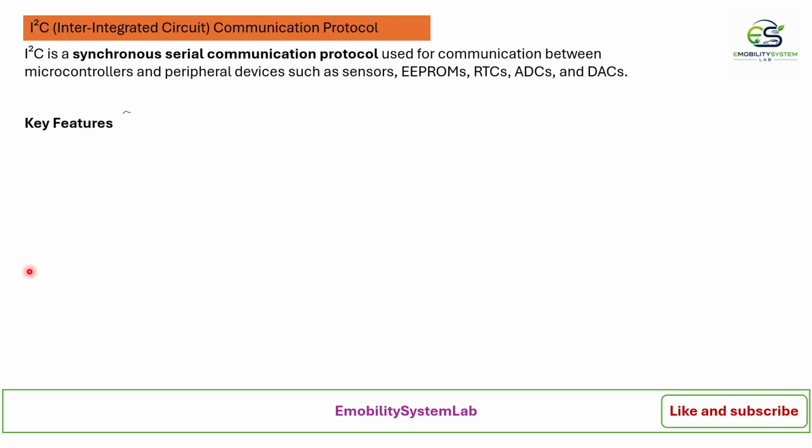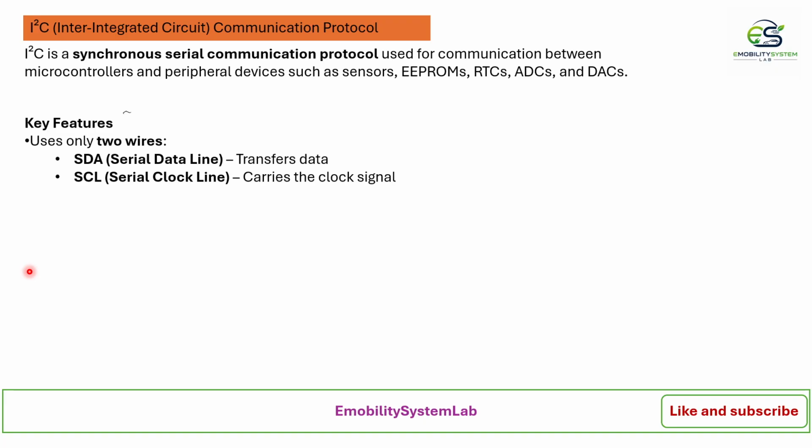Okay, so let's discuss the key features of the I2C communication protocol. The first feature of I2C is that it uses two wires. One is used for data transfer, and another is used for the clock signal. Here we can see the SDA line. This line stands for serial data line, and it is used for transferring data between two devices. Another is the SCL line, also called the serial clock line. The purpose of the SCL line is to carry the clock signal.